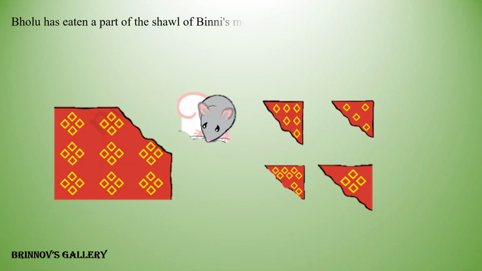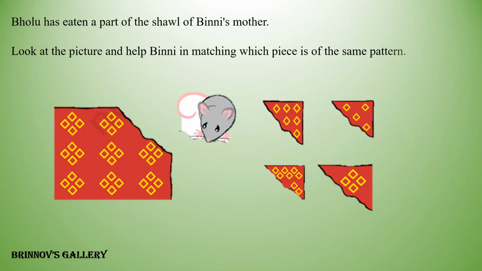Bholu has eaten a part of the shawl of Binny's mother. Look at the picture and help Binny in matching which pieces are of the same pattern.